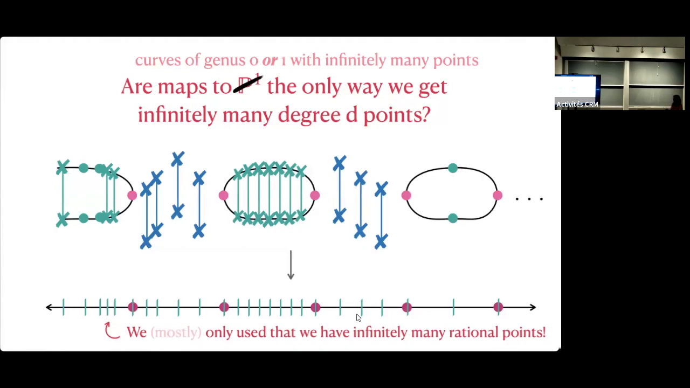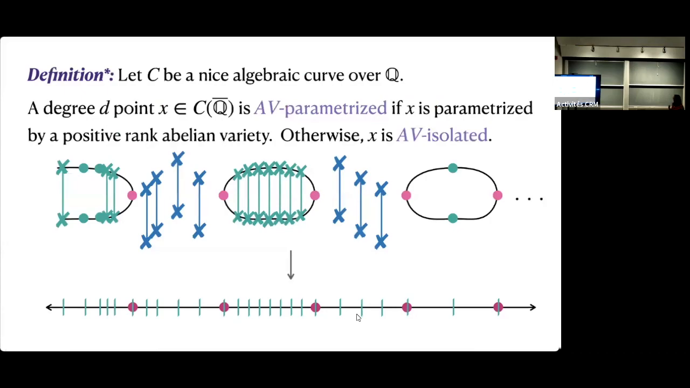Okay, that's great. So we could basically take this picture, and it's a cartoon anyway, and pretend this bottom line is an elliptic curve, a genus 1 curve instead of P1, and we could run the same game. So I'm going to say that a point is AV parameterized if it comes from a picture like this, but where the bottom you have to allow an elliptic curve, and unfortunately, you also have to allow higher dimensional abelian varieties. An abelian variety is a higher dimensional generalization of an elliptic curve.